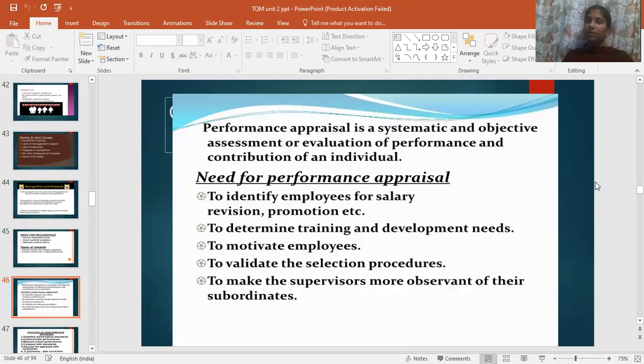Next comes performance appraisal. This is the last of the employee involvement approaches. Performance appraisal is a systematic and objective assessment or evaluation of the performance and contribution of an individual. There is a need for performance appraisal to identify employees for salary revision and promotion, to determine training and development needs, to motivate employees, to validate the selection procedure, and to make the supervisor more observant of their subordinates.